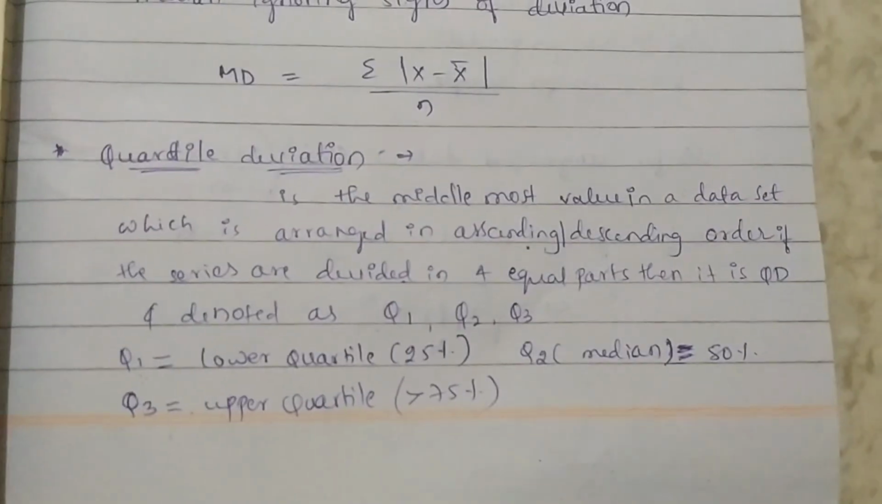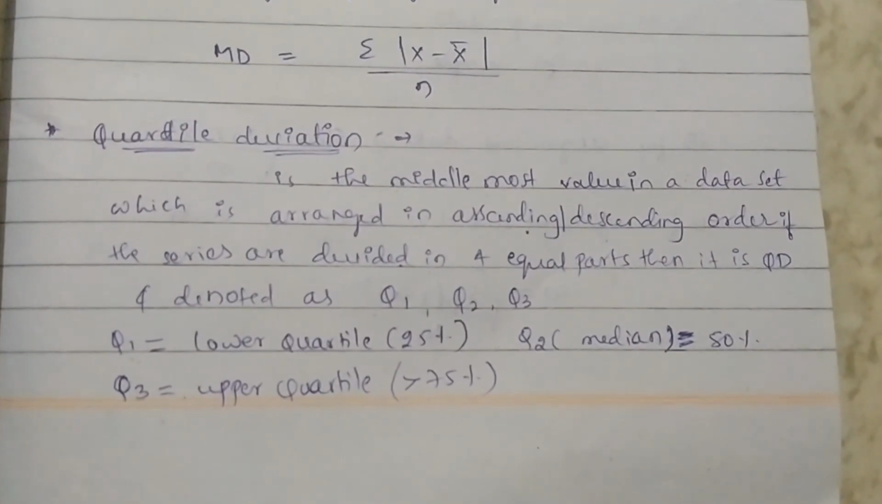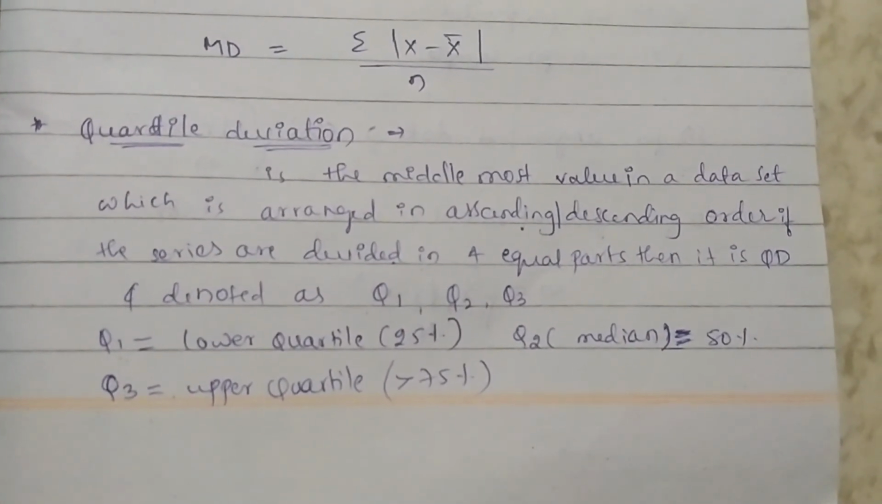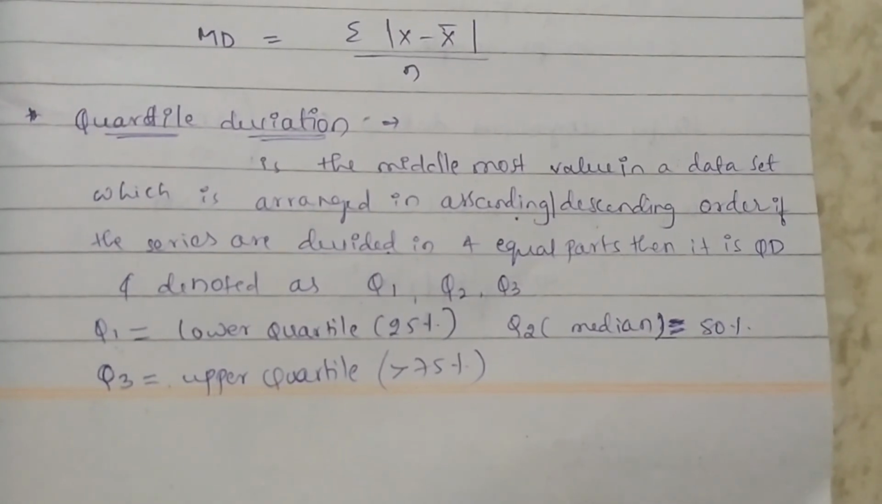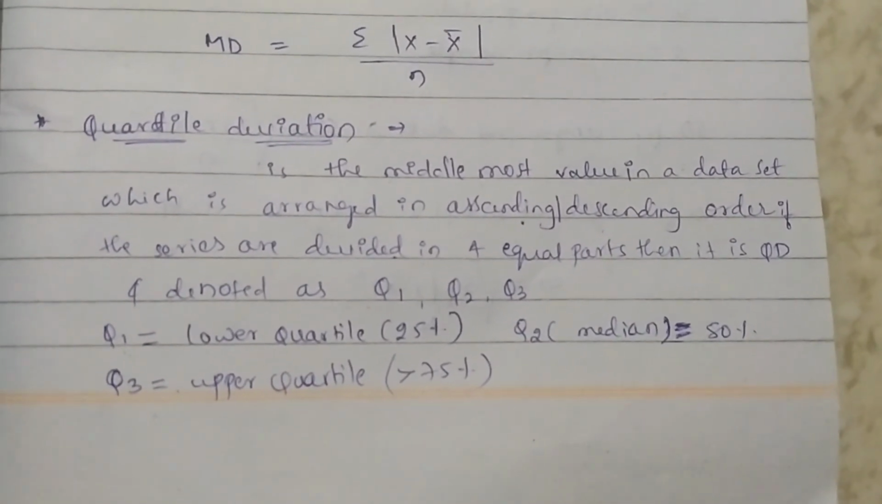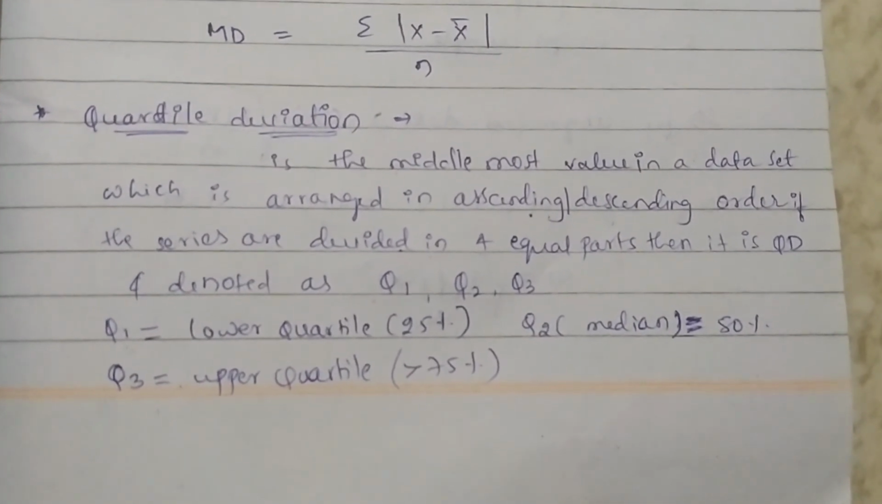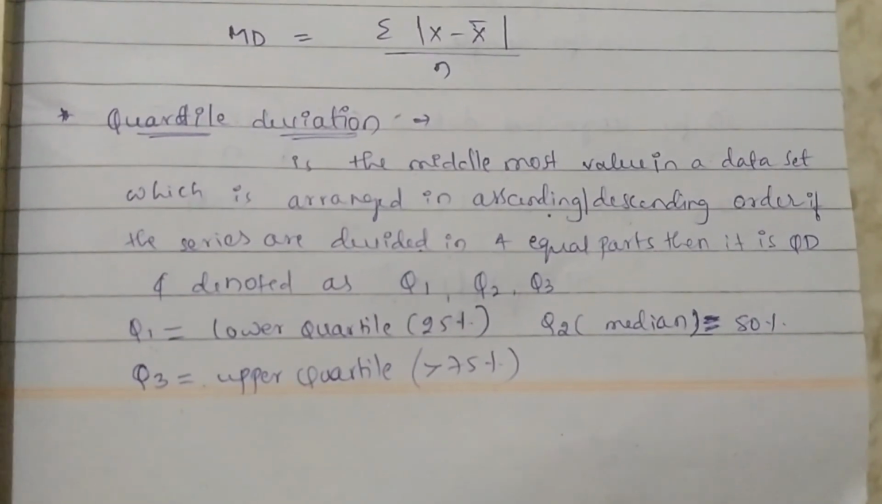So, quartile deviation. The quartile is the middlemost value in a dataset which is arranged in ascending or descending order. If the series is divided into 4 equal parts, then it is called a quartile. The quartiles are denoted as Q1, Q2 and Q3. So here Q1 is the lowest quartile in the whole dataset.